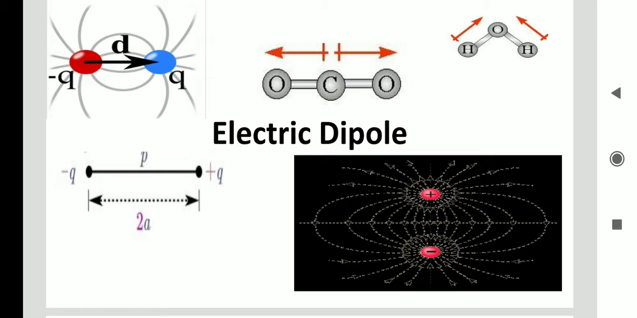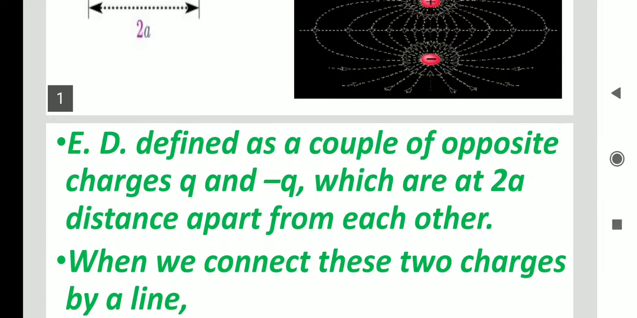In the previous session, we discussed what electric field lines, electric flux, Coulomb's law, and the superposition principle are. Today's session is about the electric dipole, the electric field due to an electric dipole, and the characteristics of an electric dipole. Let's see the definition of electric dipole.